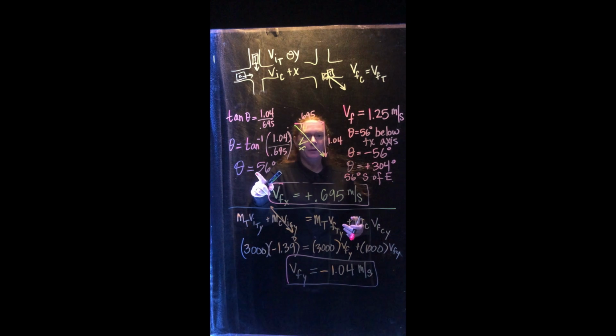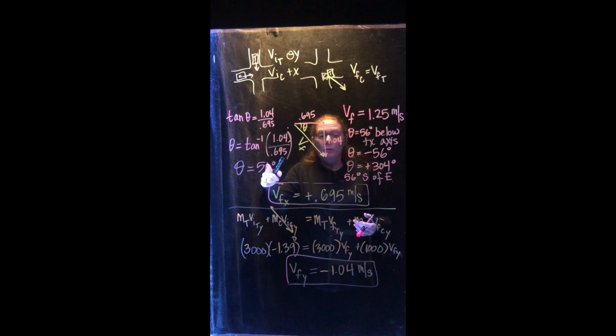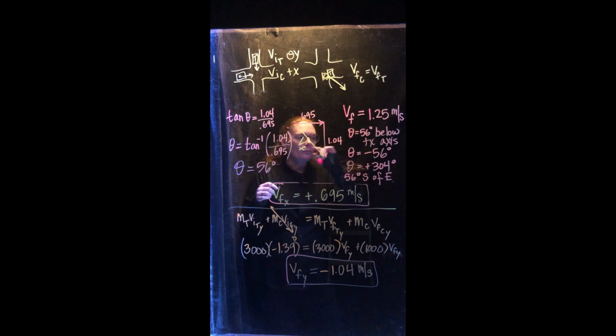But you can't just give me that because it's not right. So you need to give me more information than just what that angle is. Where is that angle? So the answer we're looking for, the final velocity of the combined car-truck mess, is 1.25 meters per second at positive 304 degrees. So I'll just use that one.